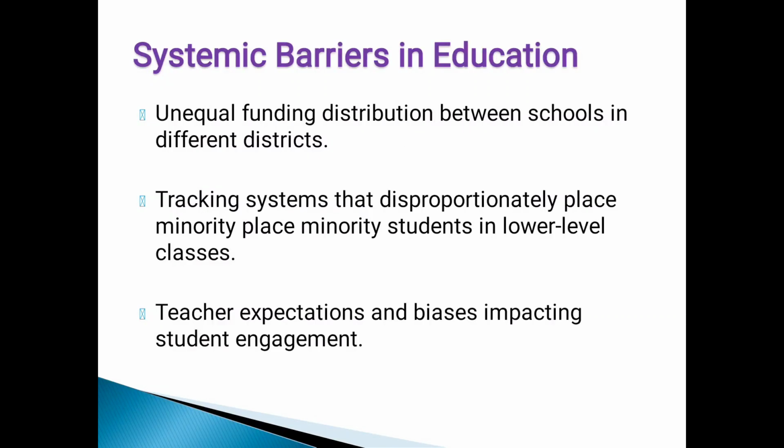Systemic barriers in education. Here is some information about this. Number 1, unequal funding distribution between schools in different districts. Number 2, tracking systems that disproportionately place minority students in lower level classes. Number 3, teacher expectations and biases impacting student engagement.